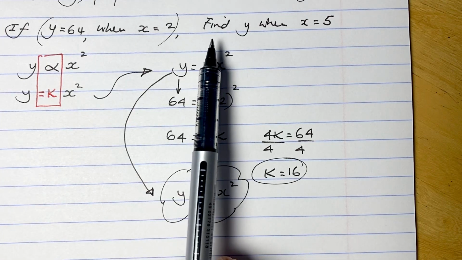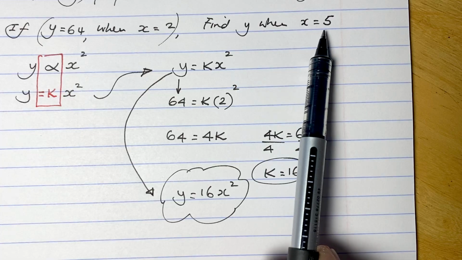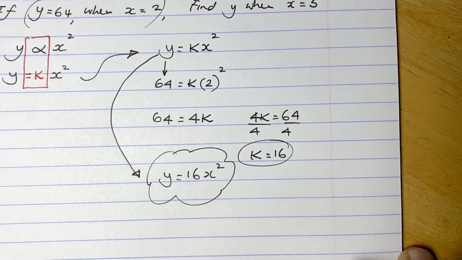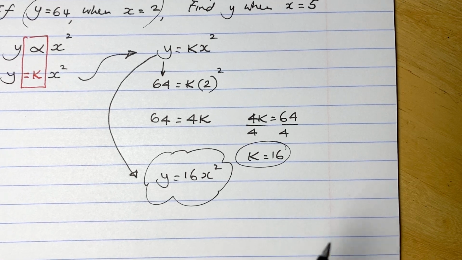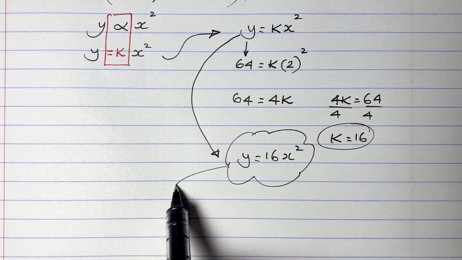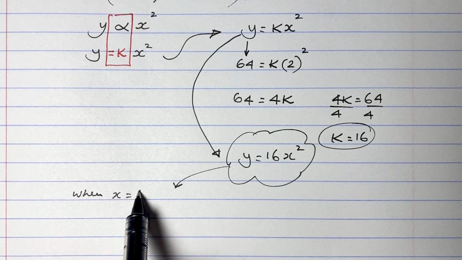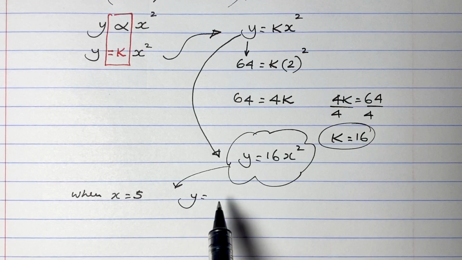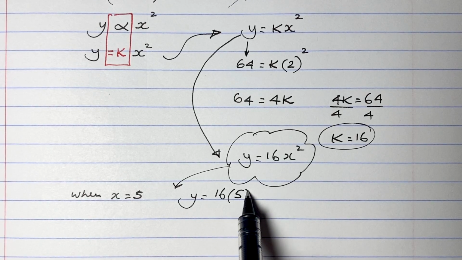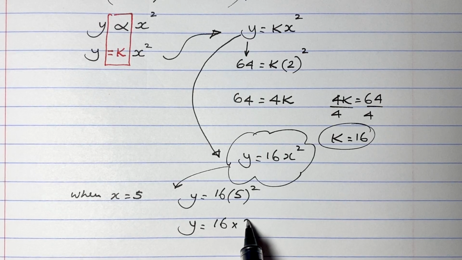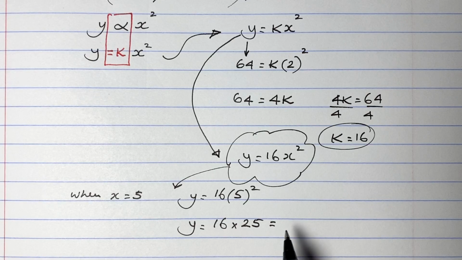They didn't mention find the formula. They said find y when x is 5. But unless you have a formula, you can't do that. So if they didn't mention find the formula, you have to find the formula automatically. So here we go. When x equals 5, y equals 16 times 5 squared. That's 16 times 25. And I think that's 400.